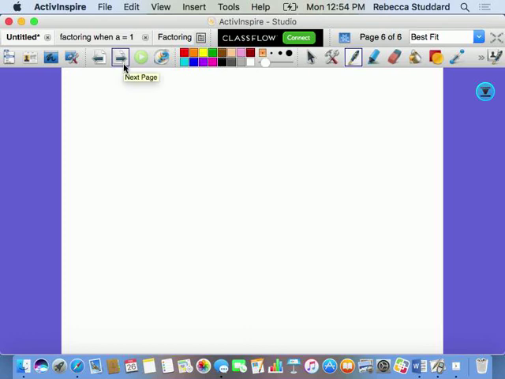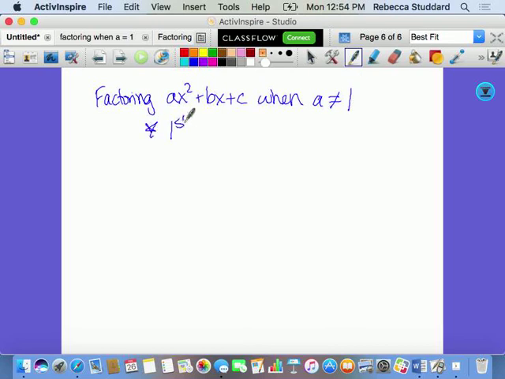So, what do we do, though, when the coefficient of x squared is not 1? So, factoring ax squared plus bx plus c when a is not 1. Now, again, what's the first thing we're always going to do? It's in your notes. GCF. If there is a GCF, you're going to factor out that greatest common factor. But if there's not, we're going to do something called tic-tac-toe.